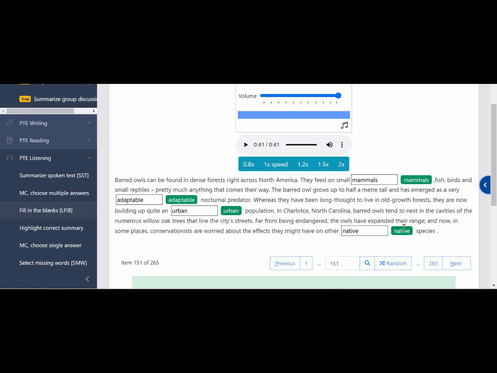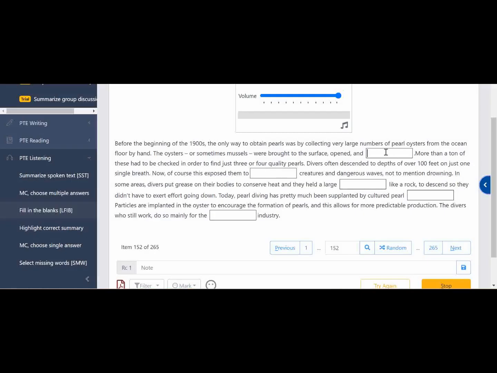So if you are not able to hear something like species, meaning before species there is a blank, then there is no negative marking in listening fill in the blanks, so you can write on your own if you are not able to hear that blank. You can use this strategy because native and species is a collocation. Next one.